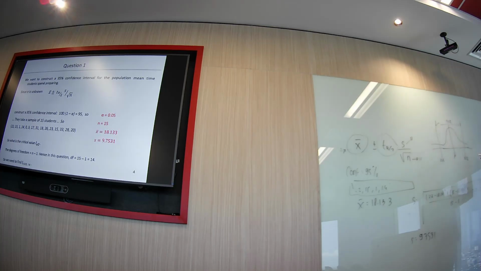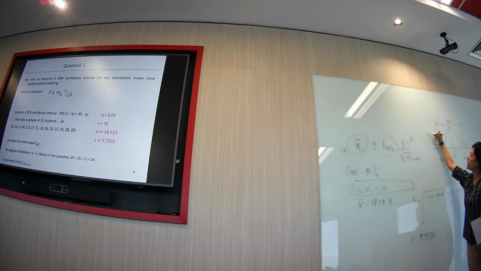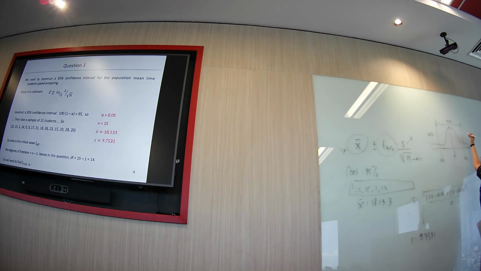Total of the area, all. So this part will be how many? This one will be 2.5%, and this one will be 2.5%. 2.5% is equal to 0.025. And this one will be 0.975.